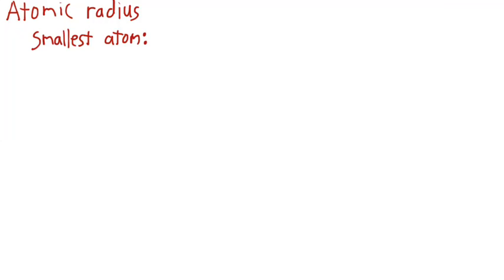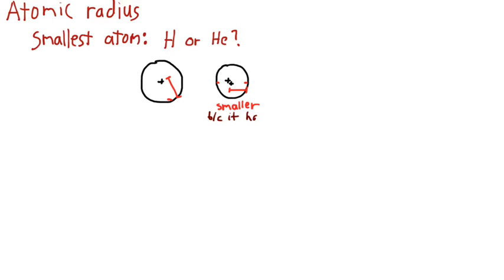So you probably think it's either hydrogen or helium because they have the smallest masses, the smallest atomic numbers, smallest number of protons, least number of electrons. So hydrogen or helium, let me draw them for you. A hydrogen atom has one proton and one electron.